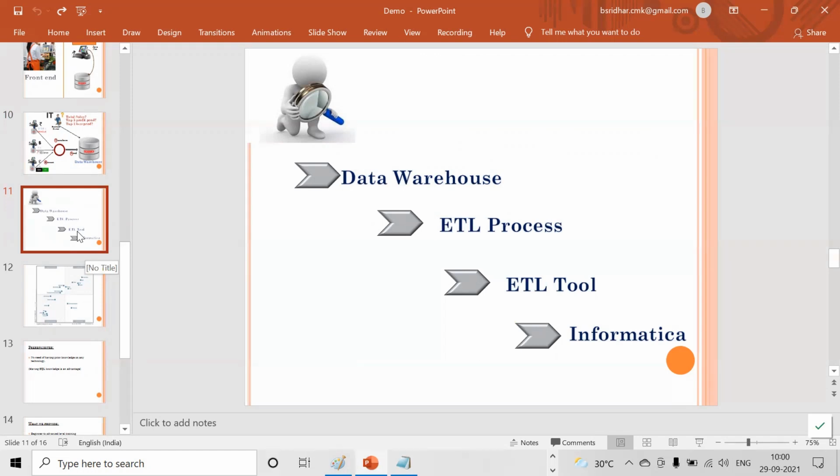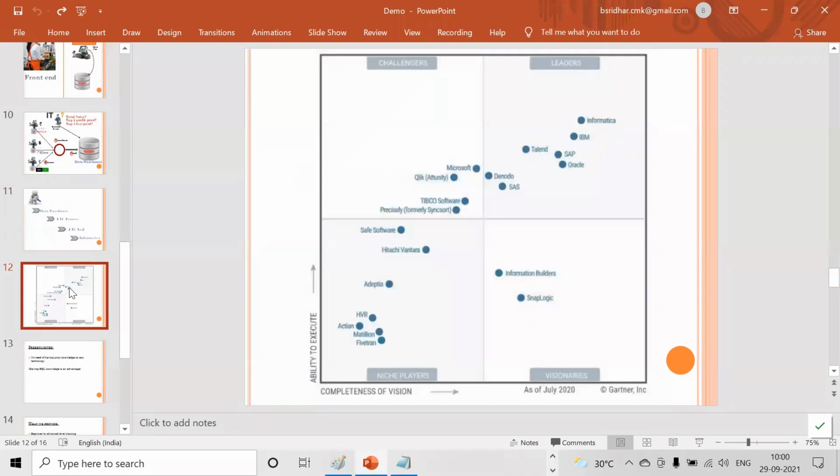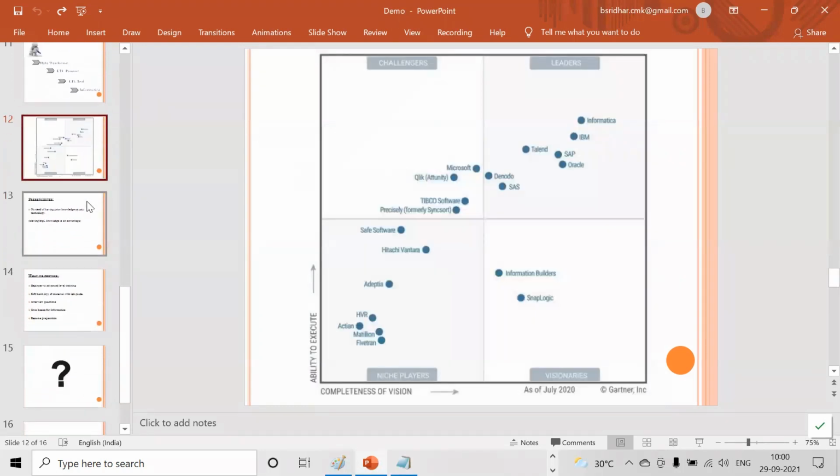No, we do the analysis before. We do the analysis and then we take a decision, right? Yes. So in a similar way, when a company wants to implement an ETL solution, they'll go and look at something called the Gartner Magic Quadrant. There is something called Gartner Magic Quadrants.